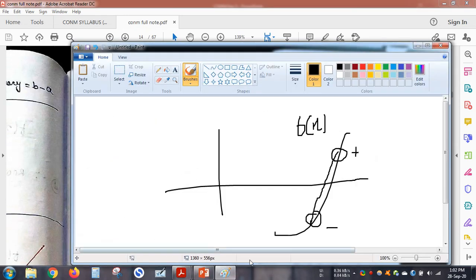Once you have this, you will see whether the value which you are getting is in the negative zone or in the positive zone. If it is negative, then you will update this. If it is positive, then you will update this. That's it. And then you will move on.